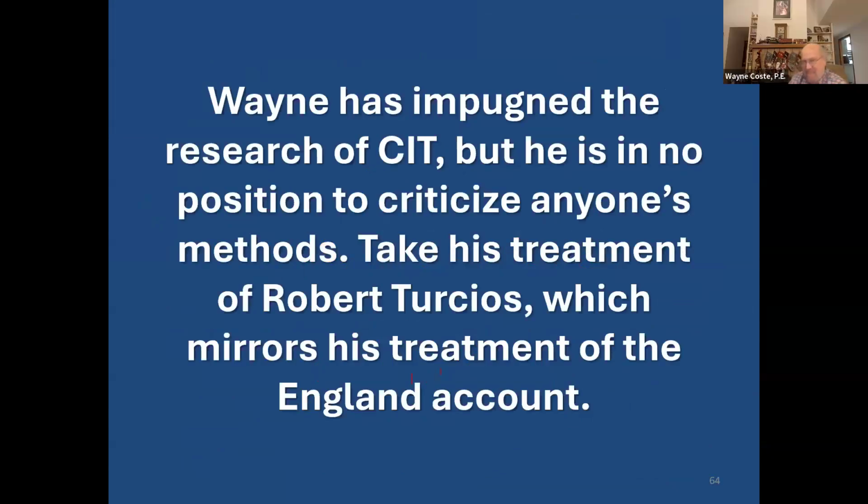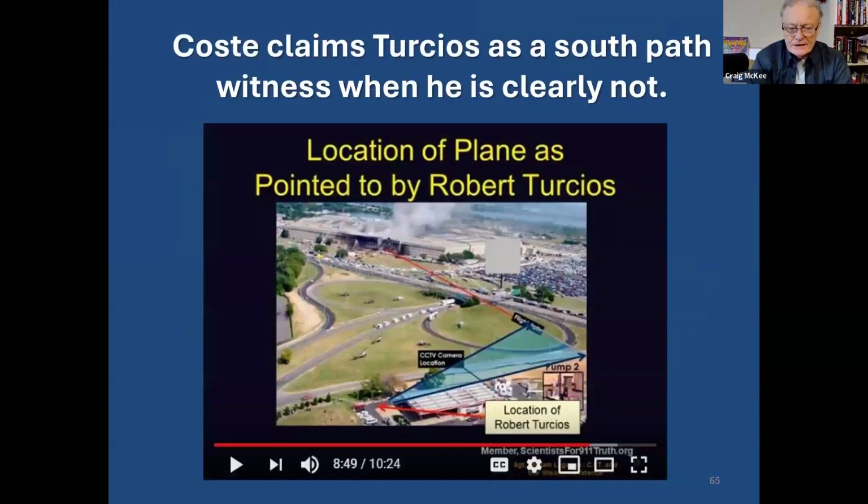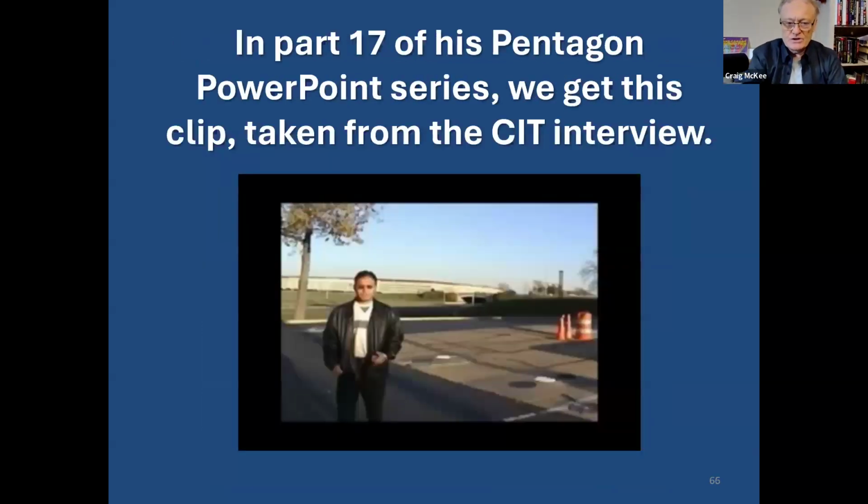Now, let's look at what Wayne and David did in their PowerPoint thing about Robert Tercios. Tercios was at the gas station, and he describes a north of Citgo flight path, but Wayne and David would like us to believe it's a south path. Here's Wayne's slide. You can see where Robert is, where the red arrow points, and they're trying to say that he was pointing to his left, and that's towards the official path. We'll see. Here's their edited video clip.